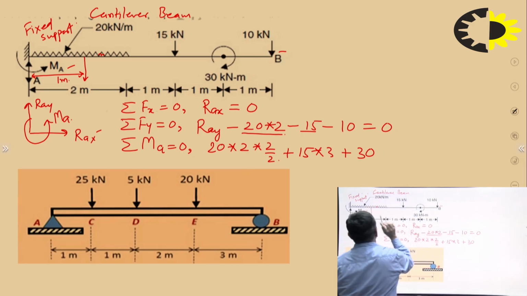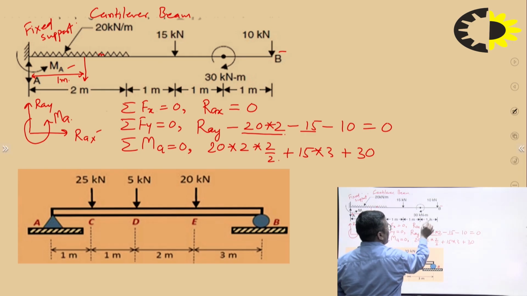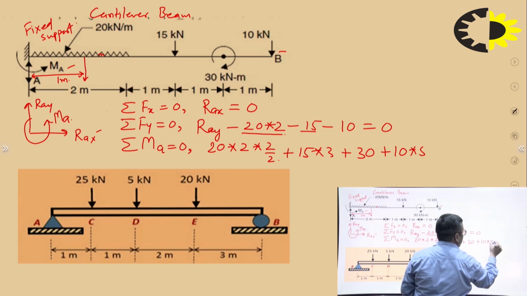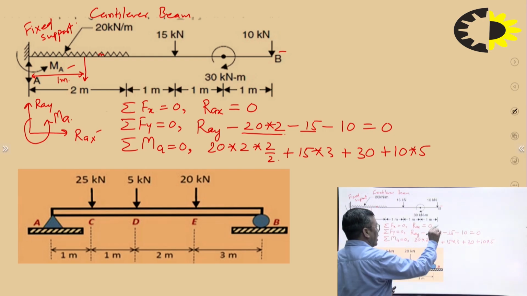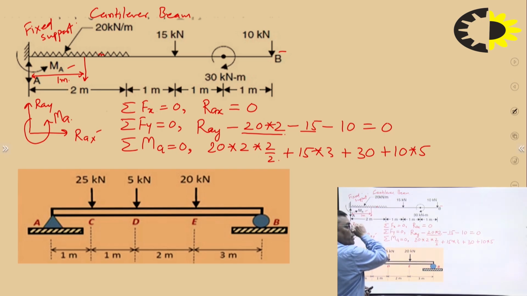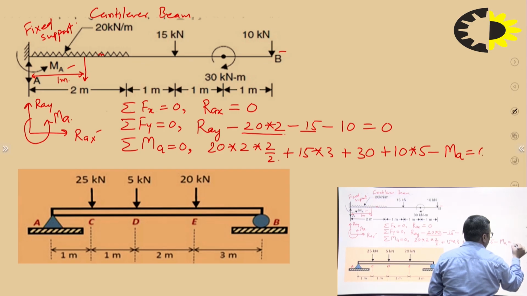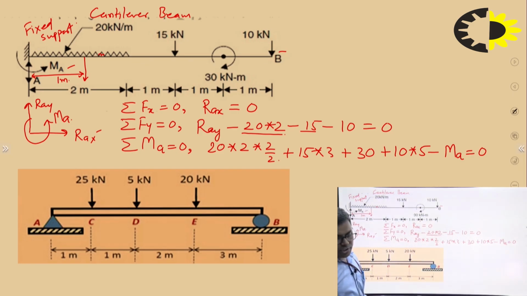10 kilonewton, what is the distance of this? 2, 3, 4, 5. So force into perpendicular distance. All these are clockwise. What is reacting against it? The MA, the reactive moment at point A. So that is minus MA equals 0. Check out the equation. I hope it is quite clear to you: 20 into 2 into 2 by 2 plus 15 into 3 plus 30, that is the couple, and 10 into 5 minus MA equals 0.